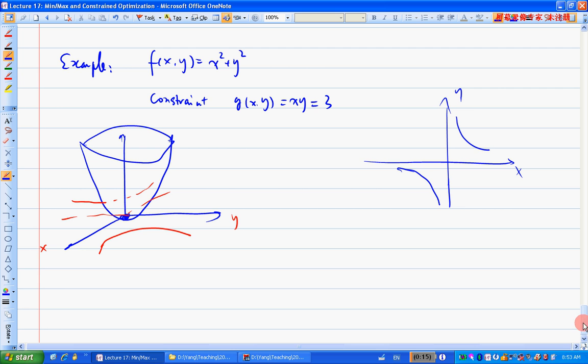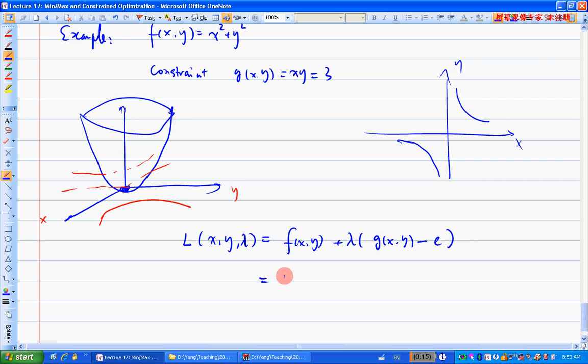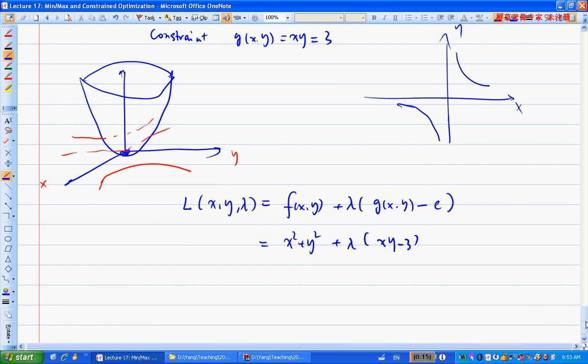So we define the Lagrangian as f of x, y plus lambda times g of x, y minus c, which is x squared plus y squared plus lambda times xy minus 3, like this. What does that minus c? C is the 3 here.